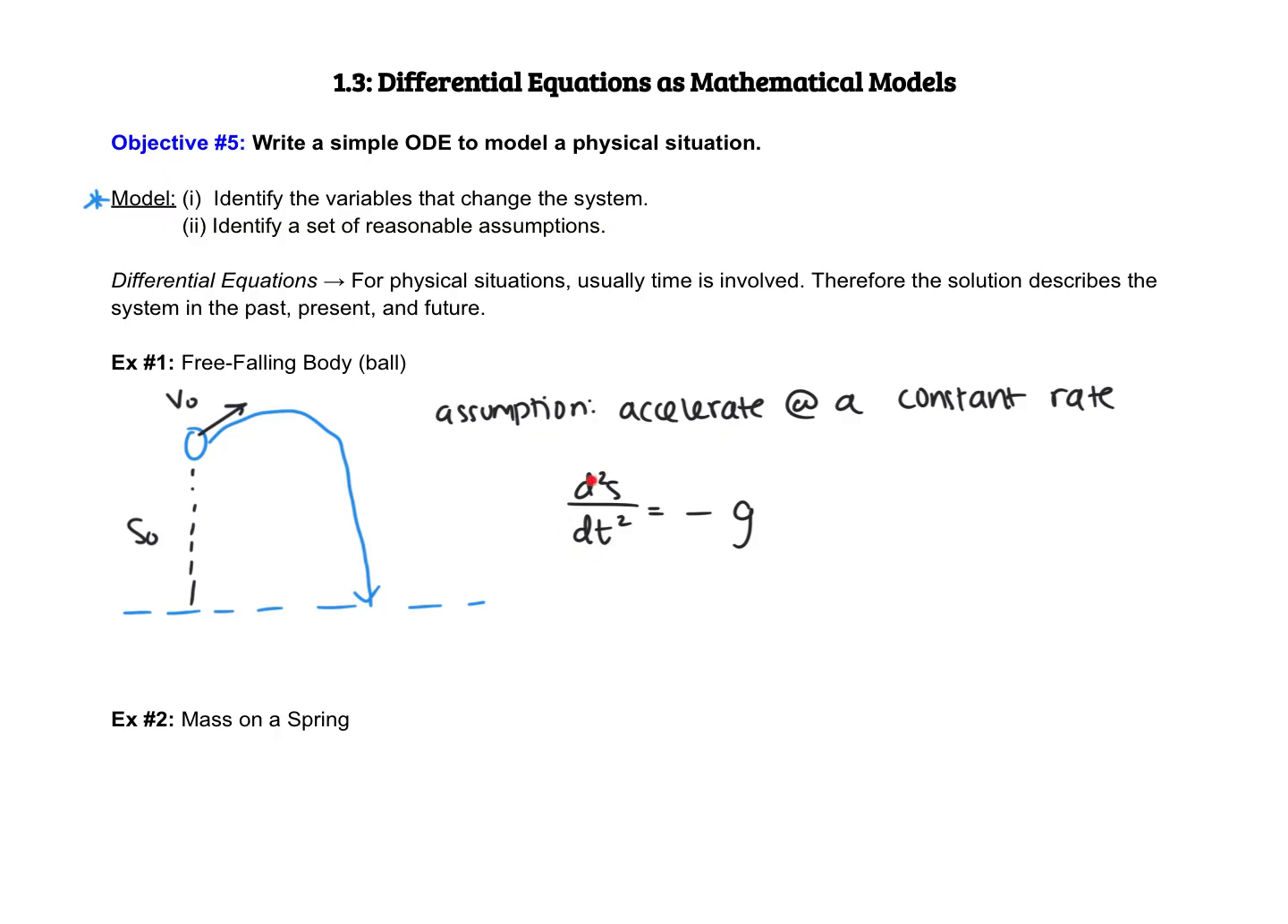Now, because this is second order, we're going to need two different conditions. We know that the position at time 0 is s naught, and we know that the velocity at time 0 is v naught. That can also be written as s prime of 0 equals v naught. Either one of those will work. Now, because we have s at 0 and v at 0, this is an initial value problem, not a boundary value problem. Same value of x.